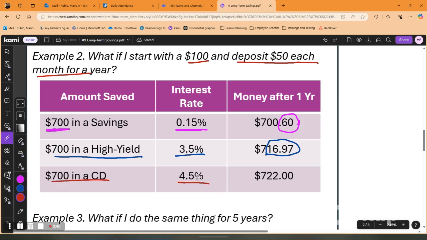And at 4.5%, even more so, $22. By saving your money, you're not doing any work. All you're doing is depositing your money. Now you don't even have to go to the banks anymore. They direct deposit from your checking account or when you're getting paid from your paycheck. You literally have to do nothing but just put your money in these accounts and let it sit there.